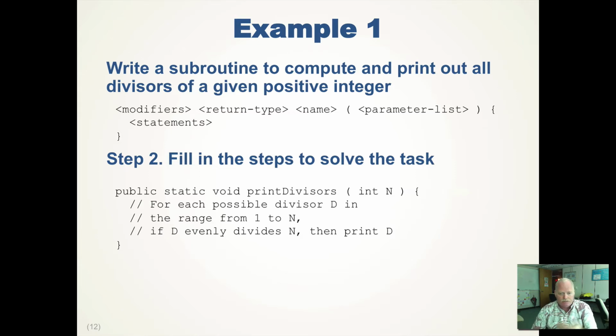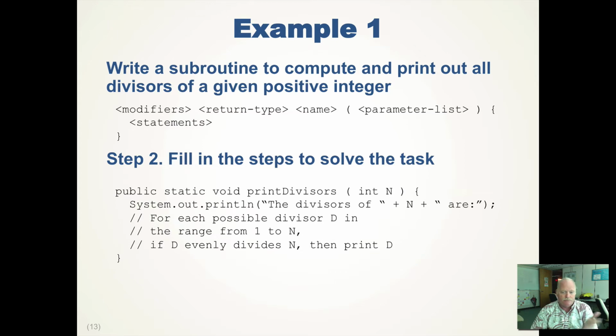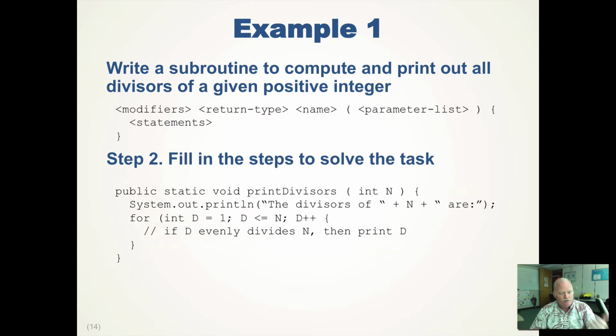So for each possible divisor d in the range from 1 to n, if d evenly divides n, then print d. Because if d evenly divides into n, then we have a divisor of n. So the for each is a for loop from 1 to n. Oh, divisor, we print that out. For loop for 1 to n.